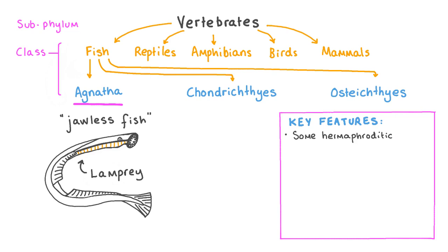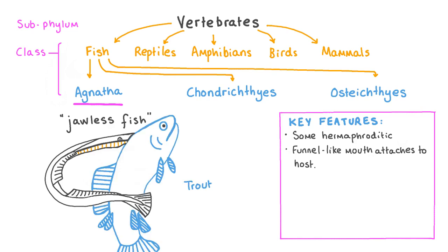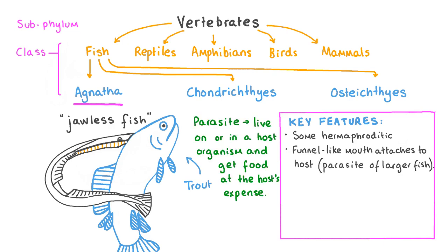They are often called jawless fish. This is because instead of a jaw, they have a funnel-shaped mouth that attaches to the body of a host. Fish belonging to the class Agnatha are parasitic, as they rely on larger fish species like this trout to obtain their nutrition. You may recall that a parasite is an organism that lives in or on a host and gets their food from the host or at the host's expense.